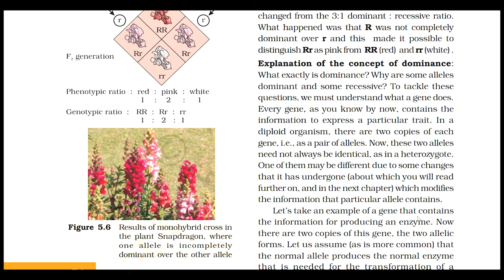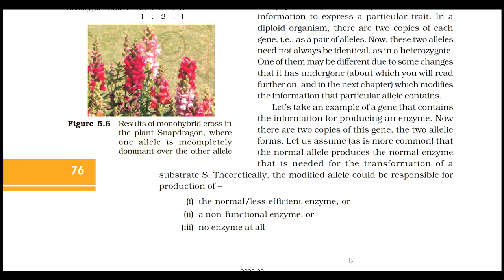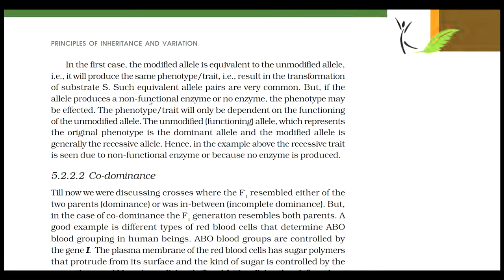Let's take an example of a gene that contains the information for producing an enzyme. Now, there are two copies of this gene, the two allelic forms. Let us assume, as is more common, that the normal allele produces the normal enzyme that is needed for the transformation of a substrate S. Theoretically, the modified allele could be responsible for production of, first, the normal or less efficient enzyme, or second, a non-functional enzyme, or third, no enzyme at all. In the first case, the modified allele is equivalent to the unmodified allele, that is, it will produce the same phenotype or trait, that is, result in the transformation of substrate S.